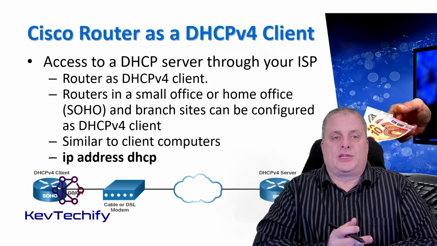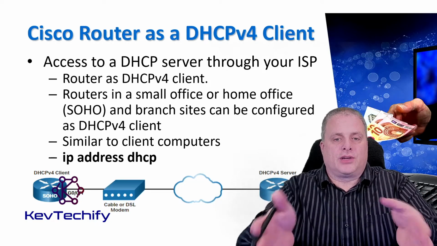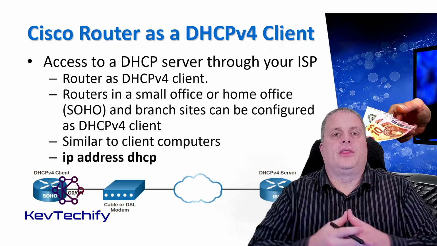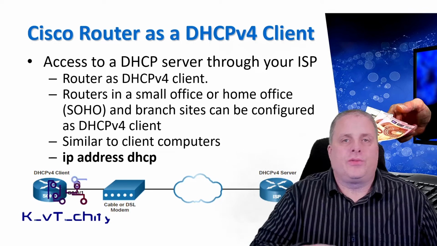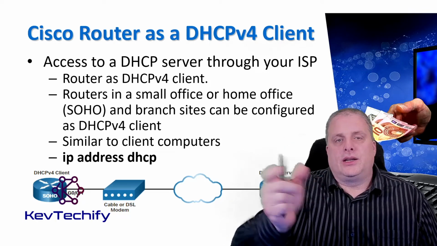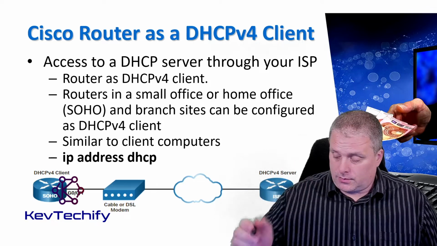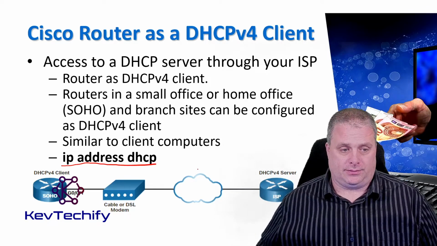Some ISPs say you have to have a client so that you can get one of their IP addresses to be onto their network. Now, it's very similar on how you do it for a client. You go in there and you say, okay, set it to obtain an IP address from a DHCP server. Here, the command would be ip address dhcp.